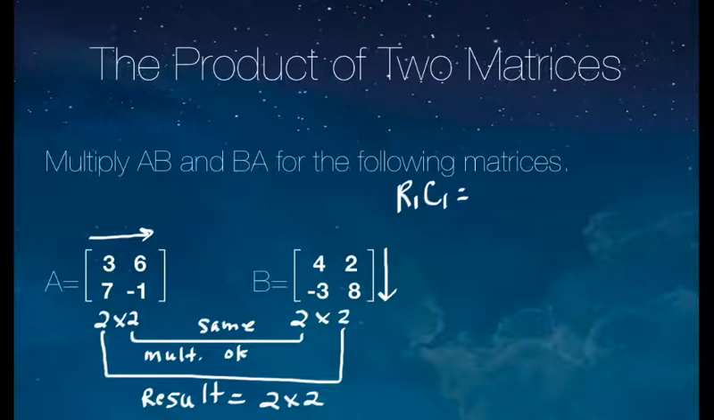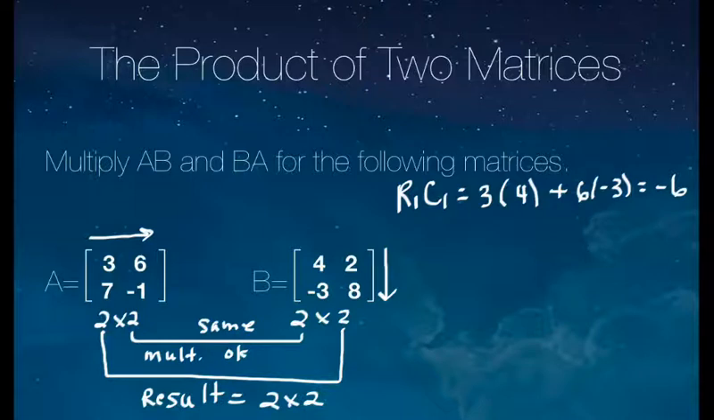So the first one is going to be 3 times 4. The first numbers in each row or column multiplied together. Write this down. Plus the product of the other ones. This one's going to be 6, since that's the second number in that row. And the second number in this column would be negative 3. So 6 times negative 3, which is what? Negative 18. So I get 12 plus negative 18, which gives me negative 6.